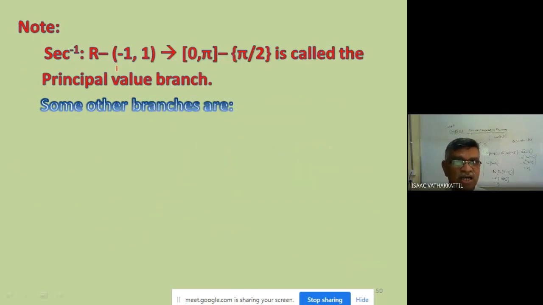The principal value branch is sec inverse from R minus (-1, 1) to [0, pi] minus {pi by 2}. That is the principal branch. Can one of you tell me any other branch? Some other branches I am going to write here. The domain will be the same, R minus (-1, 1). Can I hear from you? Any other branch?